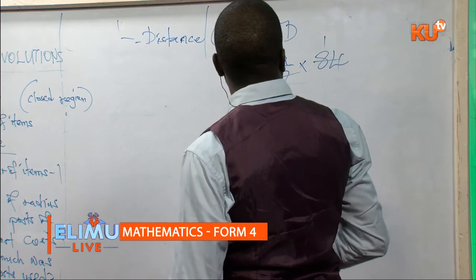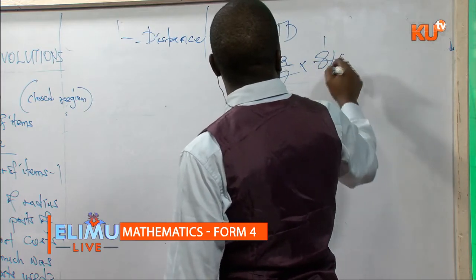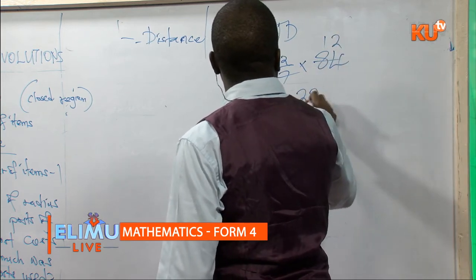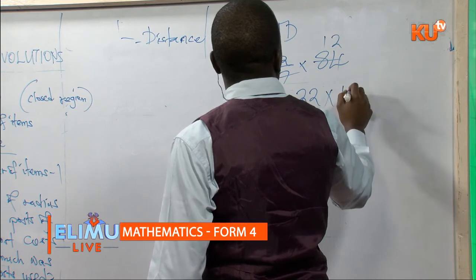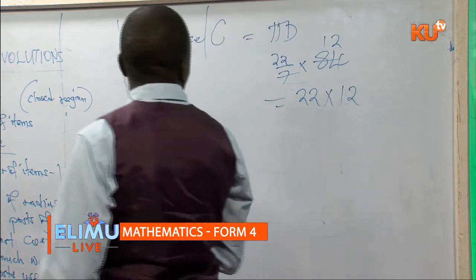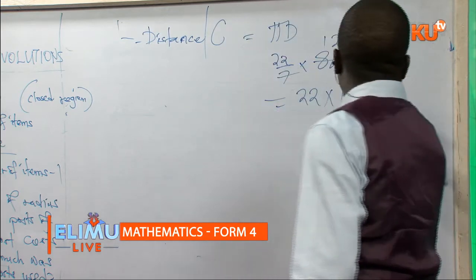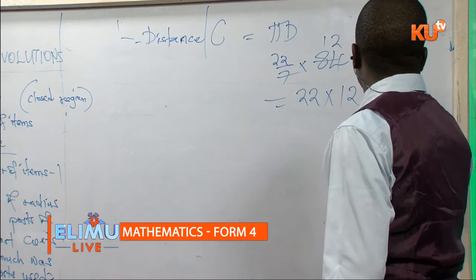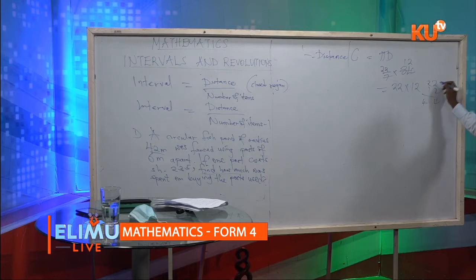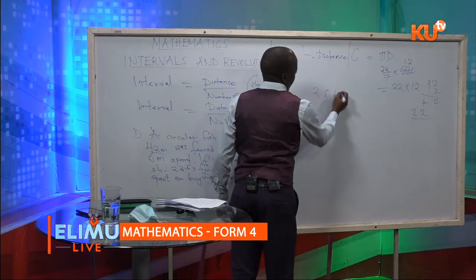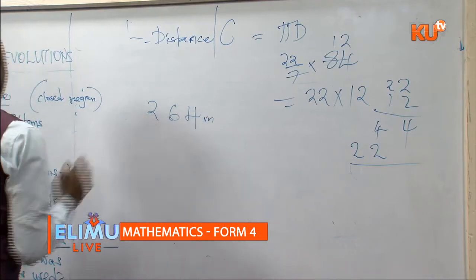84, there goes 1. Remainder 2. Remainder 1 into 14 twice. Take 22 times 12. That should be 264. Let's confirm. 22 times 12. 2, 2, 264. So the total distance here was 264 meters.